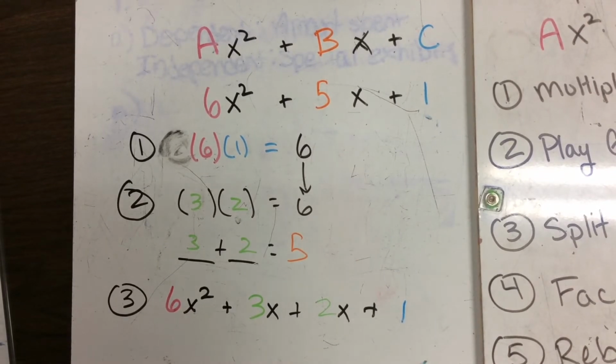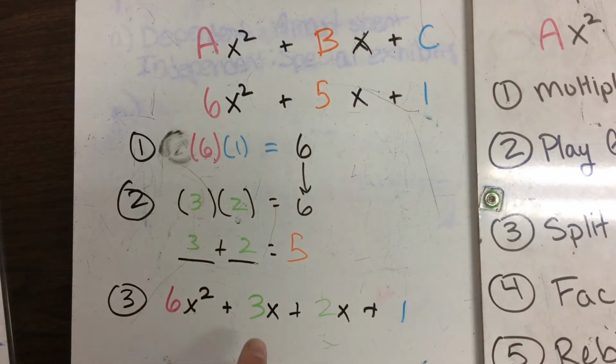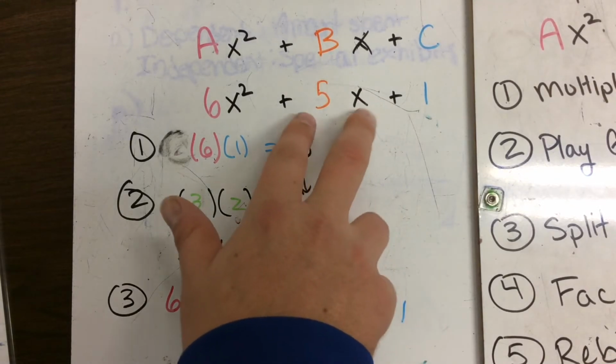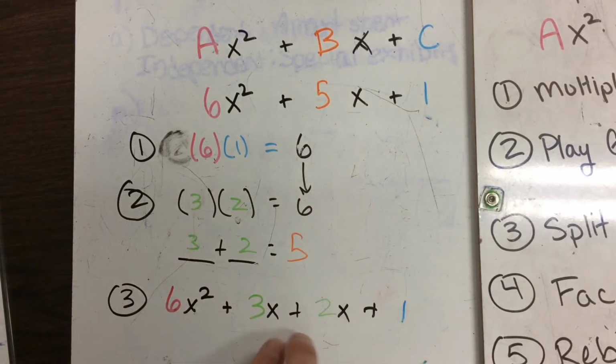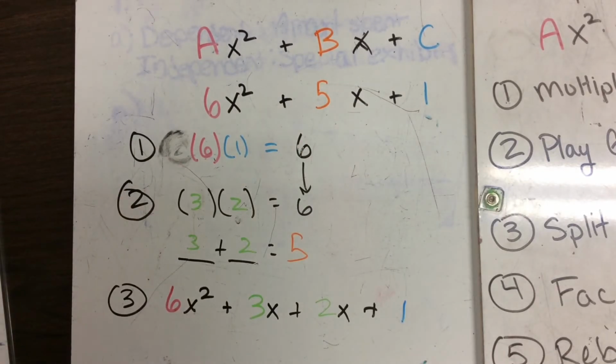Okay? Again, what we've done is we've split the middle. Instead of calling this 5x anymore, we're going to disguise it, and we're going to call it 3x plus 2x. We haven't changed the value of the middle term. Okay? We've just split it into two different numbers, but the quantity is still the same. 3 and 2 still equals 5. Now, we kind of just take a line and we drop it down the middle. Again, it's called splitting the middle.